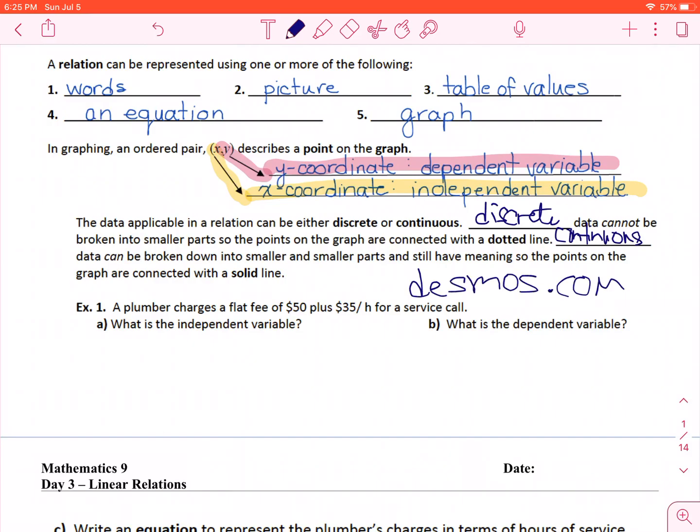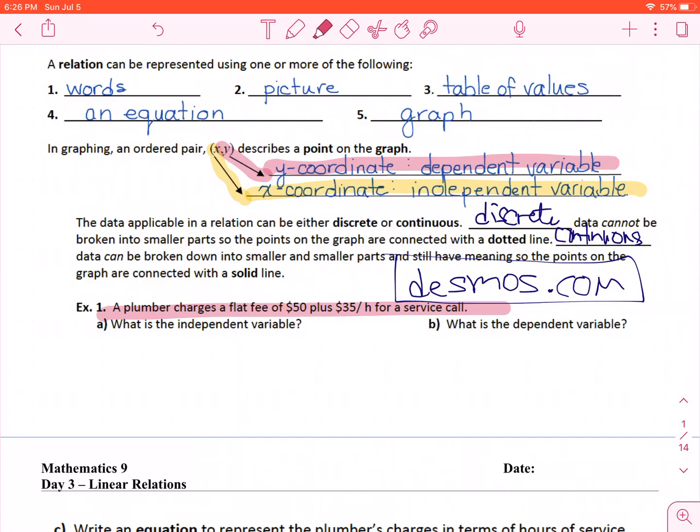It's also an app you can download into a device. And basically it is a graphing software where you can actually type in an equation, you can type in coordinates, and it will graph for you. All right, so let's take a look at this example here.